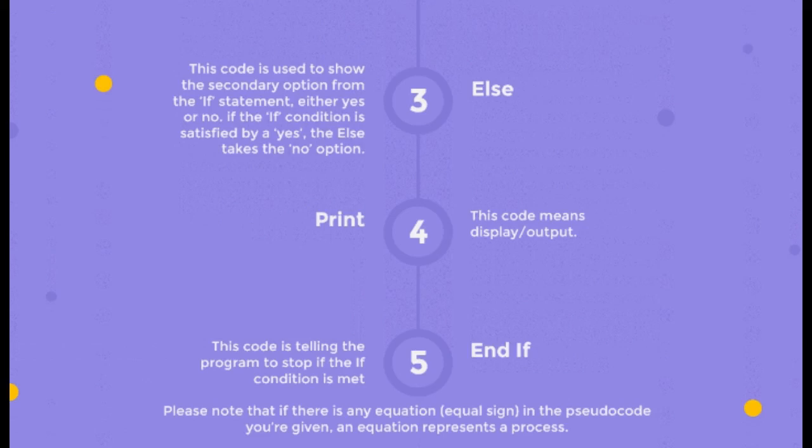Now what you have to know is that if in the pseudocode you are given, there is some kind of an equation or something with an equal sign, just know that equation represents a process, okay?